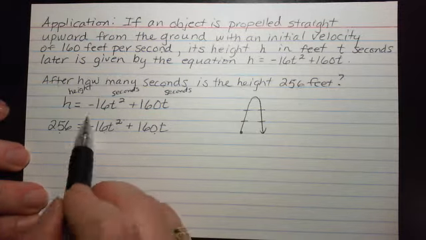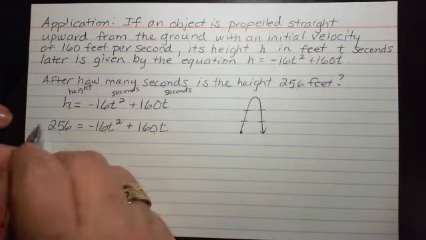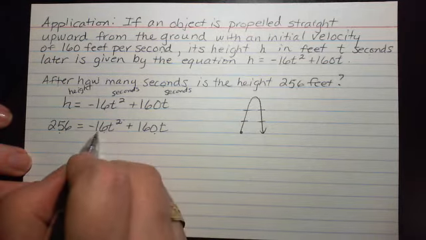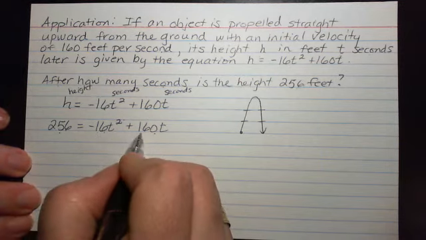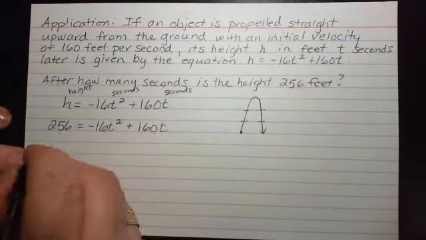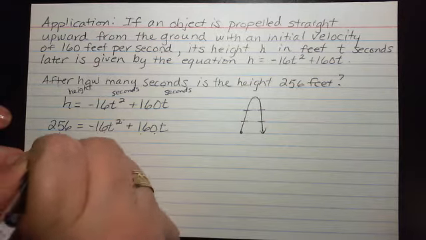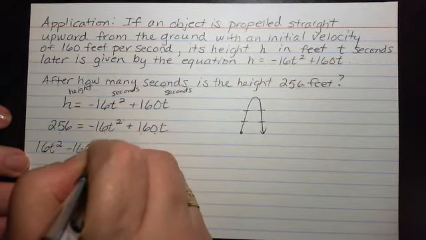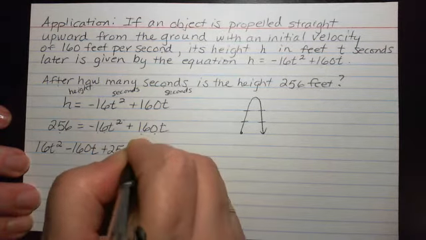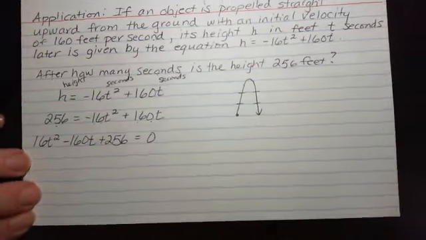And we could move everything to the left or everything to the right. I'm going to choose to move everything to the right. That means I'll be adding 16t squared and subtracting 160t. And that will put everything on the left. 16t squared minus 160t plus the 256 that's already there is equal to 0. Now it's in standard form.